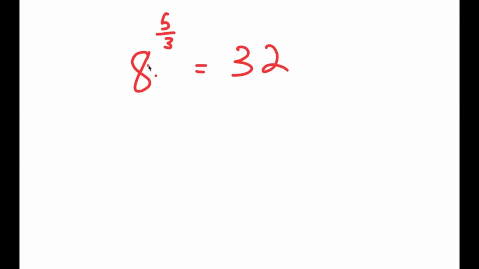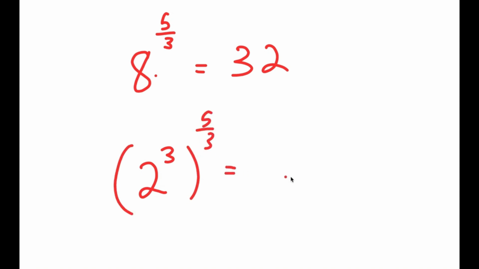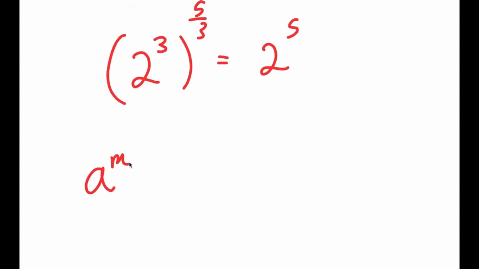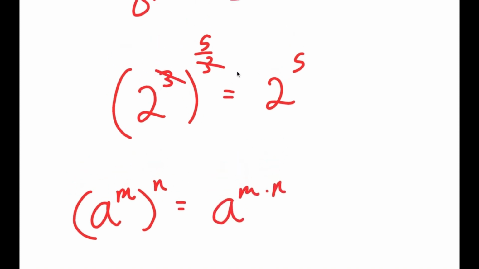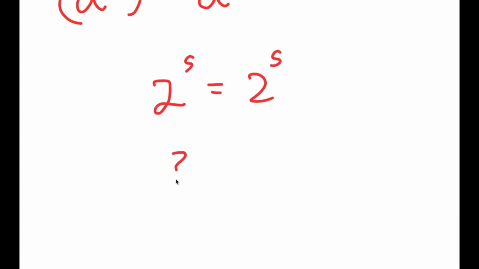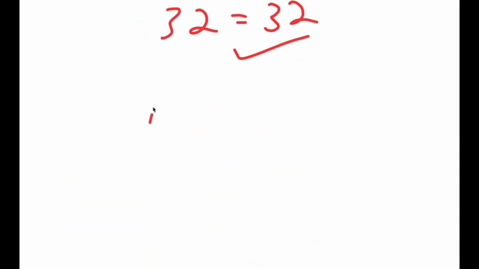Now, 8 is the same thing as 2 to the power of 3. So I get 2 to the power of 3 to the power of 5 over 3 is equal to 32, and 32 is the same thing as 2 to the power of 5. And if I have something in the form a to the power of m to the power of n, this is equal to a to the power of m times n. So these two 3's cancel out, and I get 2 to the power 5 is equal to 2 to the power 5, or this is the same thing as 32 is equal to 32. This is right.